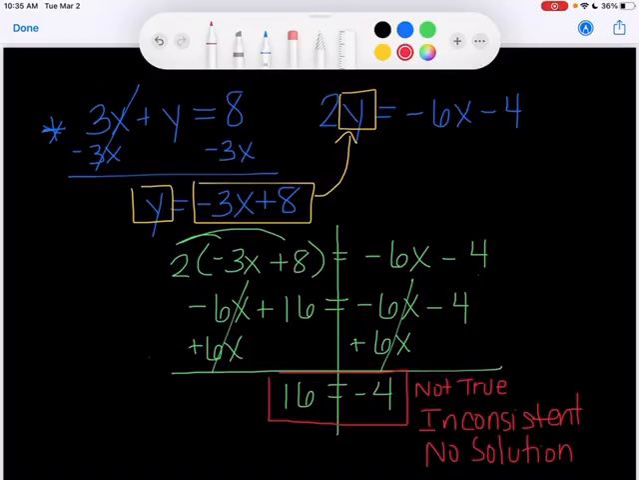But let's say that the variables canceled out and you got a true statement. Let's say it said 16 equals 16. In that case, it would be dependent, which means they're the same line and you'd have infinite solutions.